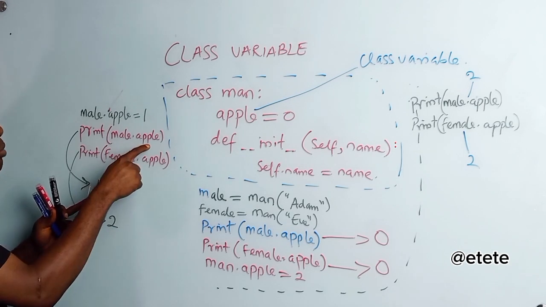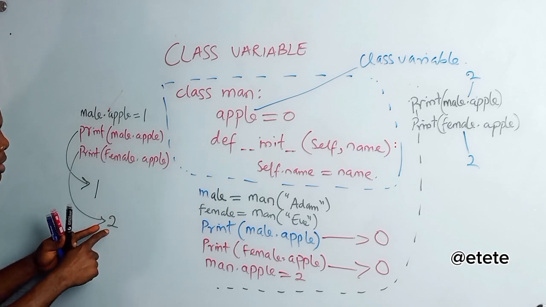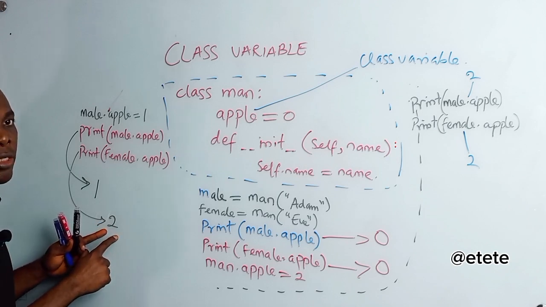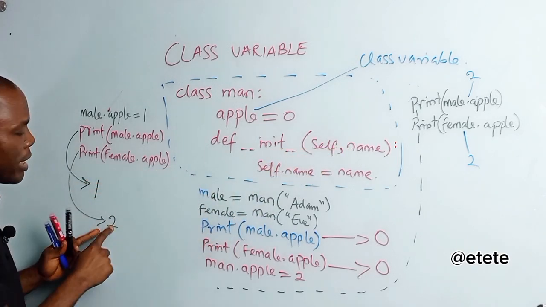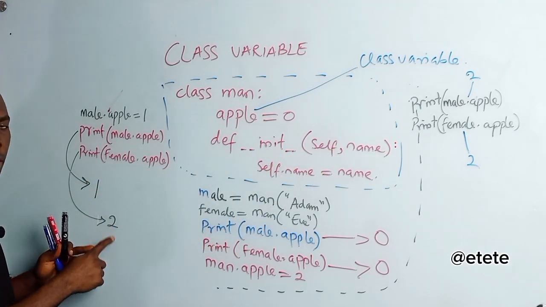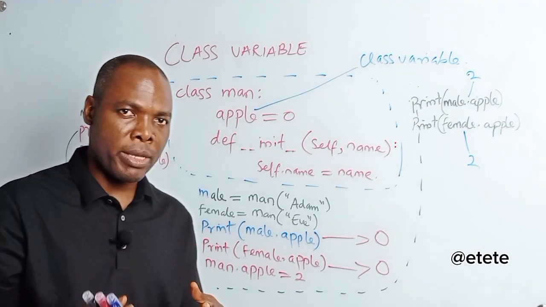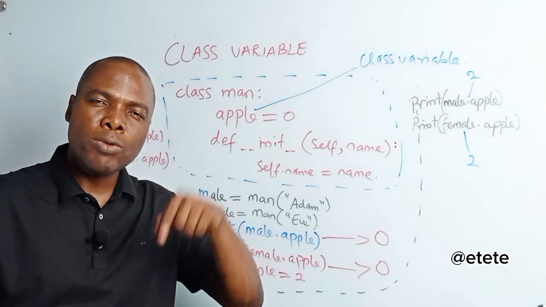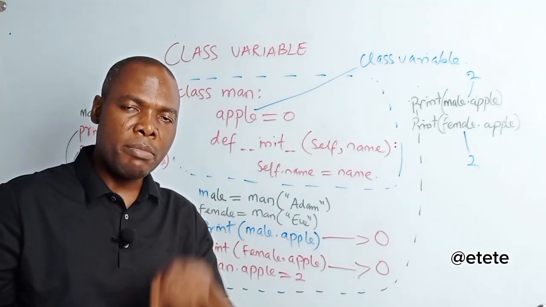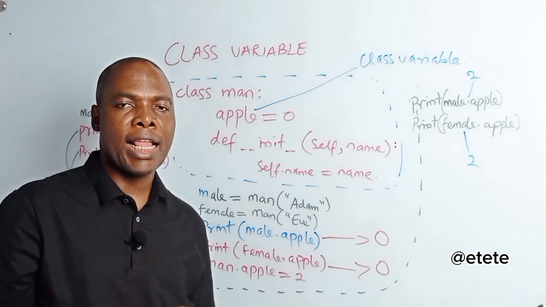It's going to print out the modification for just this male alone, while this female will still print out the last modification made by the class, which is 2. That is what this will do. So what it therefore means is that when you make an adjustment or a modification to a class variable, it's only going to affect that object that made that modification. It will not affect any other object of that class.